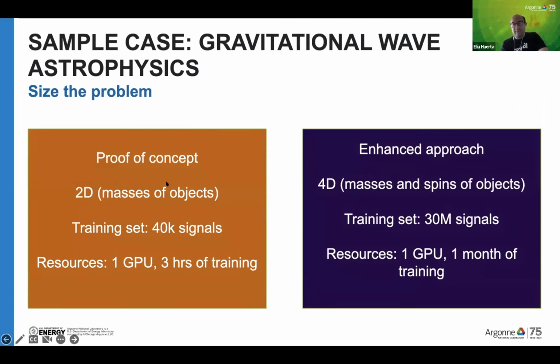When we presented this proof of concept, we only considered the masses of the black holes, and now we had to do something more realistic, taking into account how fast the black holes were rotating or spinning. And there was, as you can see in these boxes, a major difference, because for the prototype, we only needed 1 GPU, 3 hours of computing, and about 40,000 model signals that you can produce very easily. Taking into account now the spin of the objects, we had to use about 30 million signals. And if we continue to use just 1 GPU, we would have to train the model for about a month.